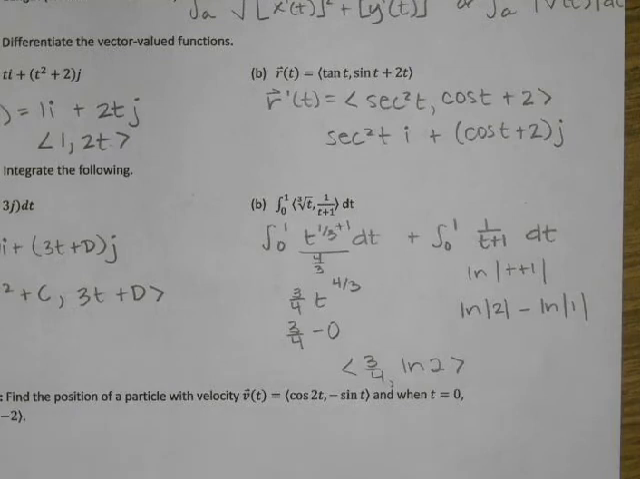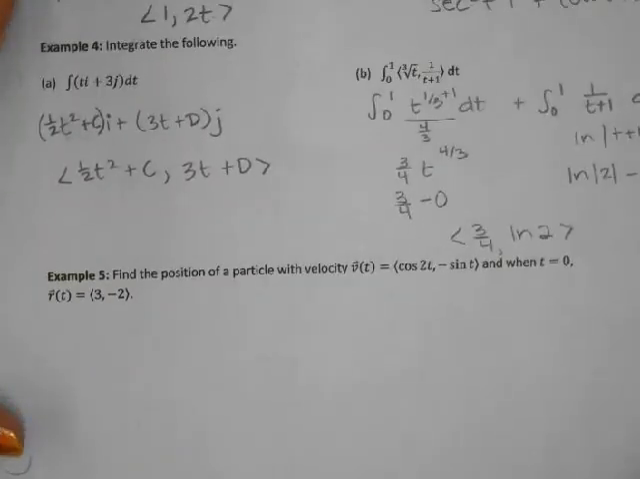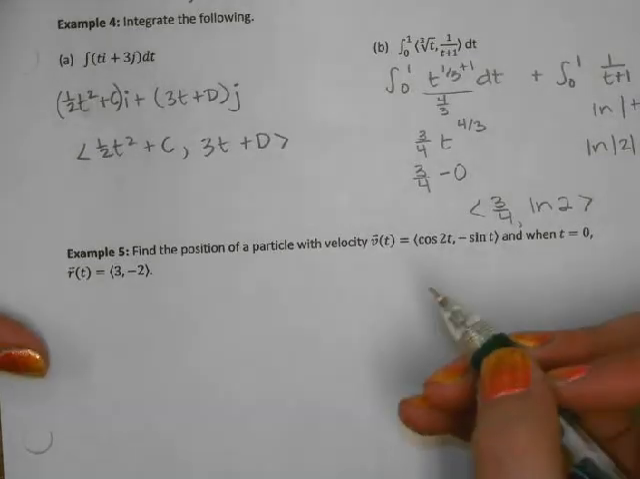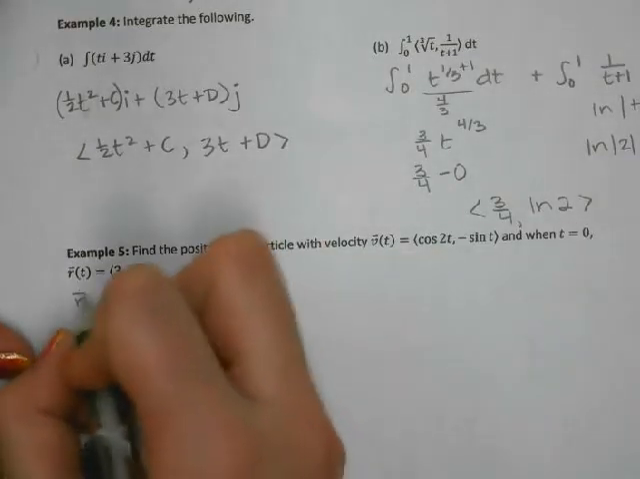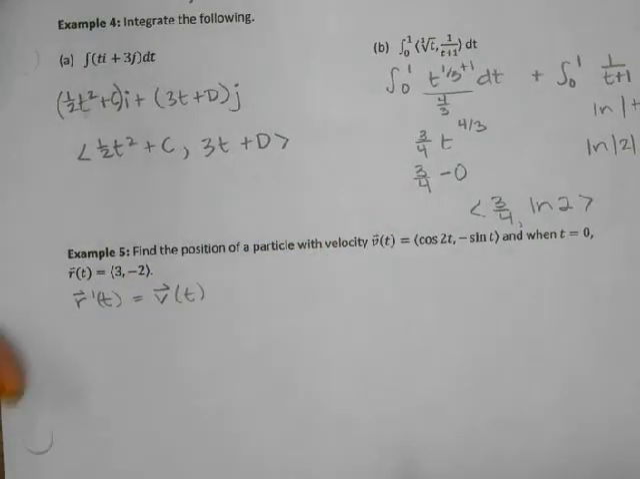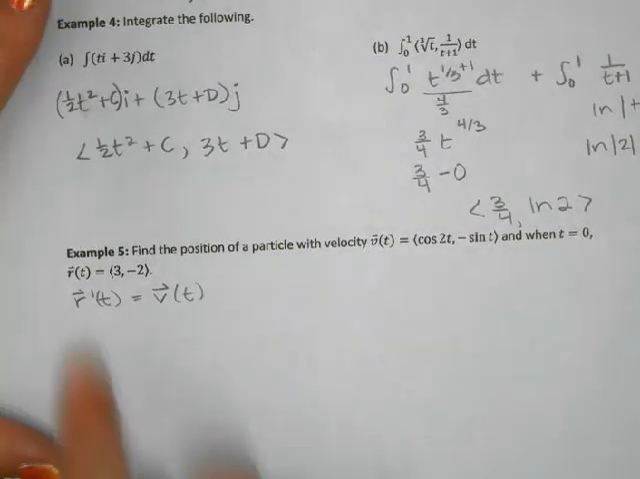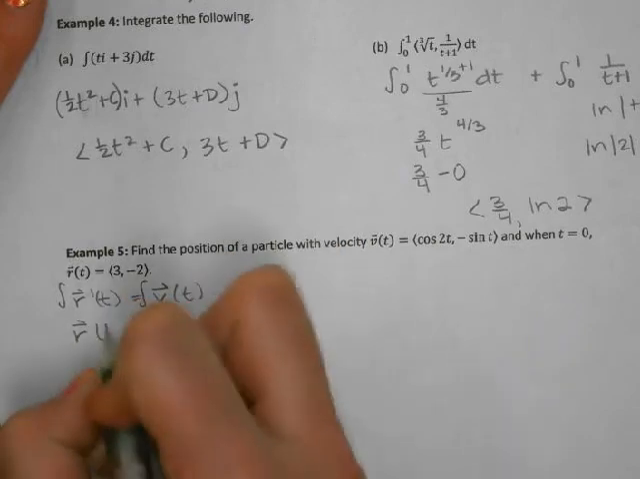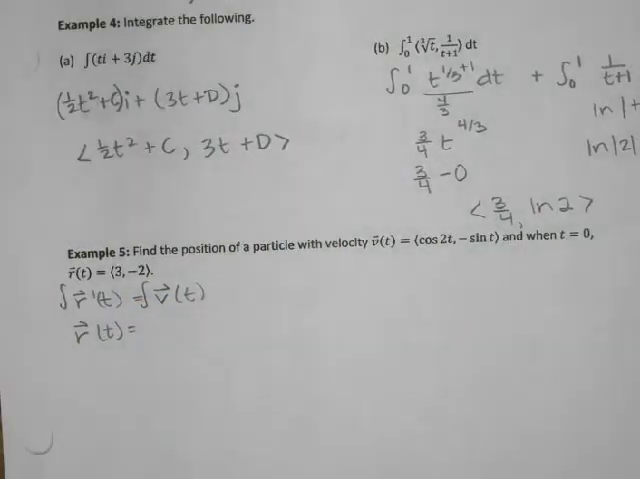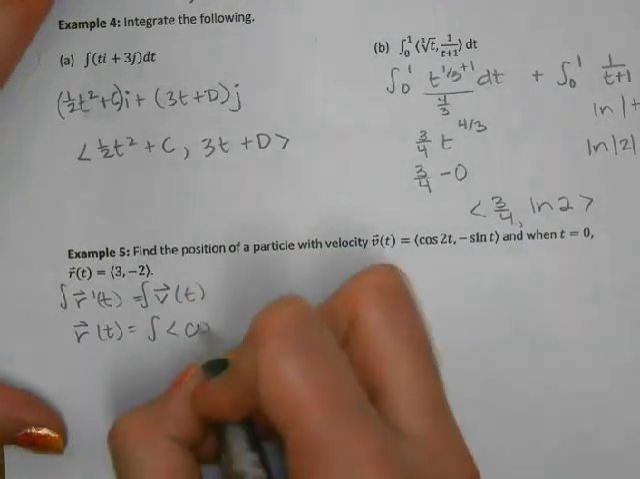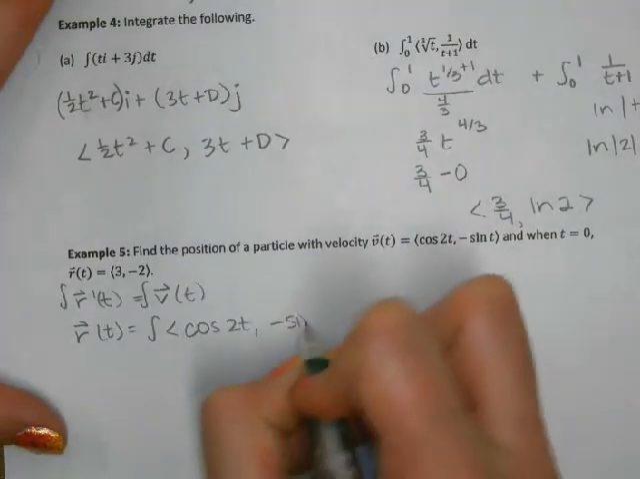All right, find the position of a particle with the velocity when t equals 0 and the position is 3, -2. So I know that the derivative of the position is what gives me the velocity. That's what I know. So if I want to be able to find just the position vector, then I need to integrate both sides of this, and then I can actually find my position vector by integrating my velocity vector. So I'm going to go ahead and integrate cos 2t, negative sine t.